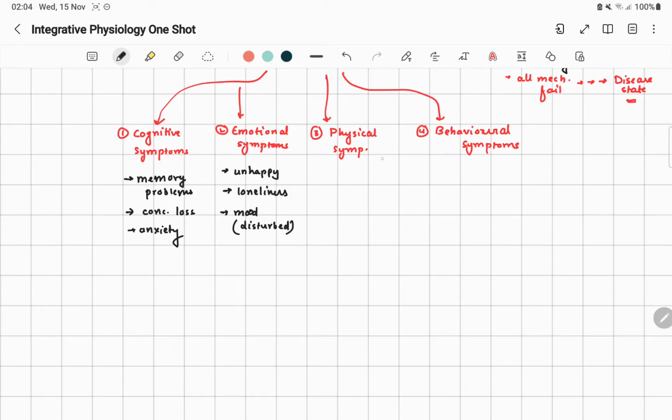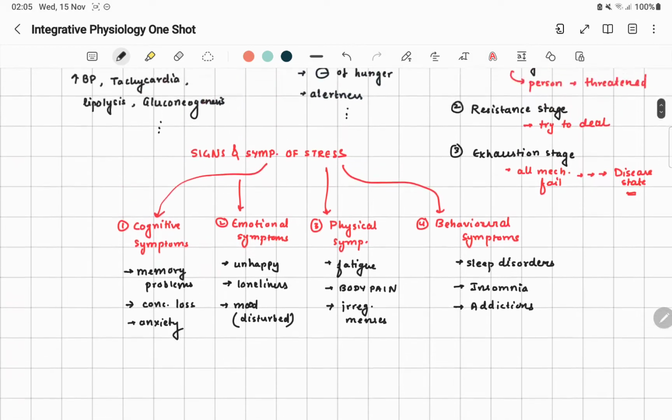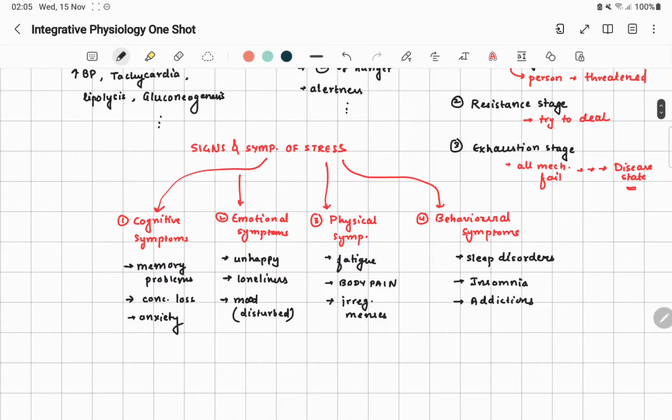And physical symptoms will include fatigue and body pain. Your body pain will occur. Periods will be irregular, irregular menses, all this. Behavioral symptoms like sleep problems, sleep disorders, insomnia, addictions. The person gets addicted to different addictive substances and all, due to stress only.